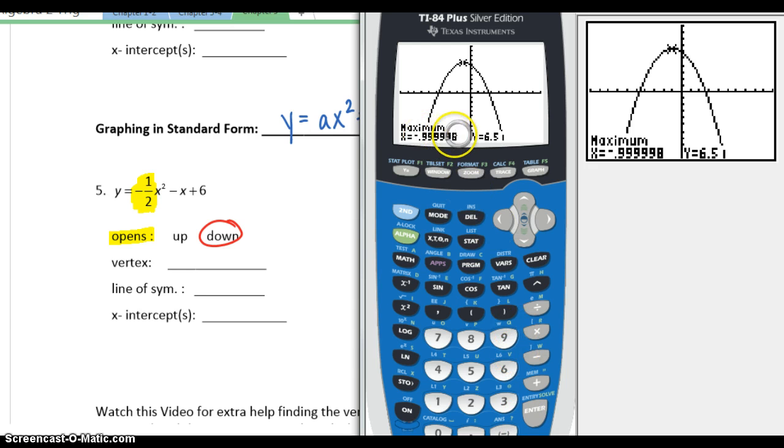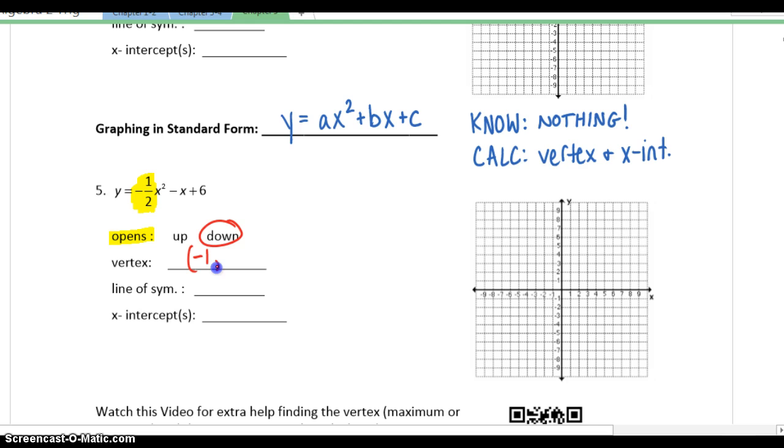Alright, now this we can round to just negative 1, so it's going to be at negative 1, comma 6.5. It's not so bad. Negative 1, 6.5, right there. Well, let's make that a little better. Negative 1, 6, there we go. That means my line of symmetry is right through the x coordinate, so x equals negative 1.